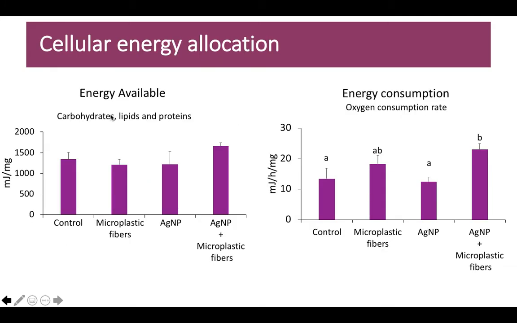The cellular energy allocation was evaluated by the energy available in the cells, which was calculated by checking the levels of carbohydrate, lipids, and protein. Overall, there was no difference in the energy available between the control and the treated animals. However, when we look at the energy consumption, we did observe an increase in the energy consumption in animals exposed to microplastic fibers alone or in the combination of the nanoparticles and the fibers.